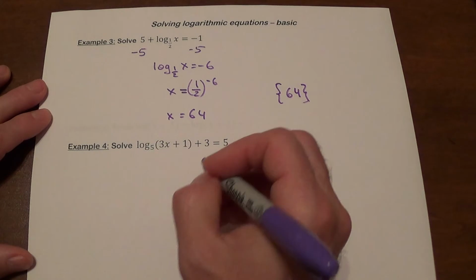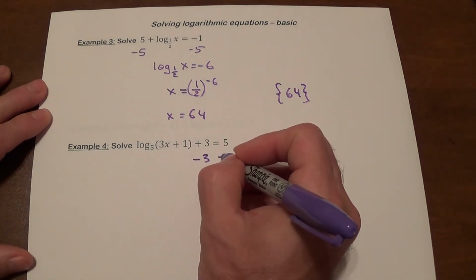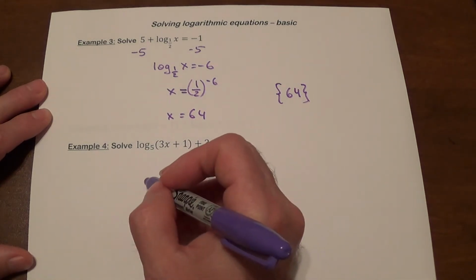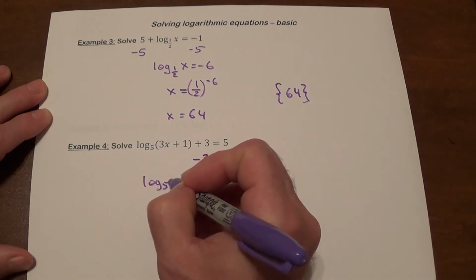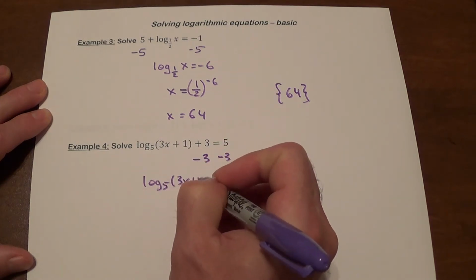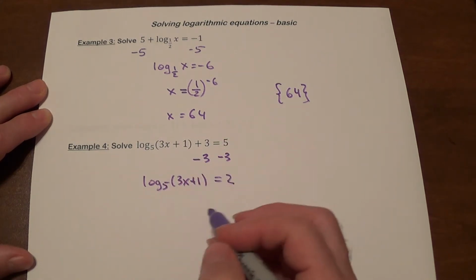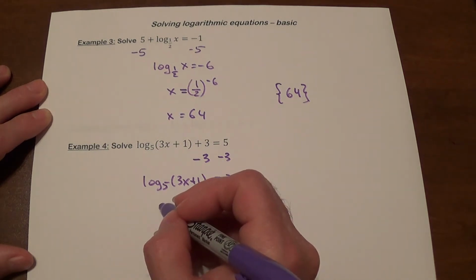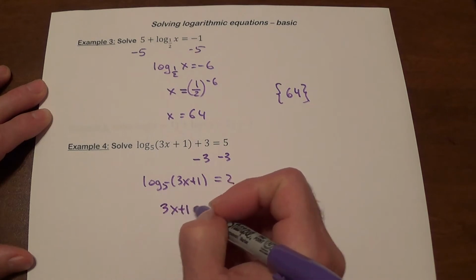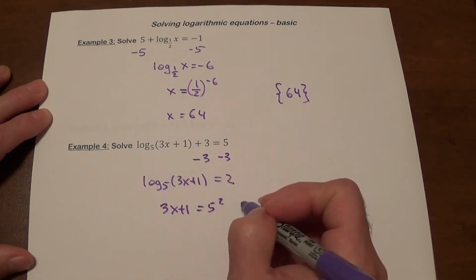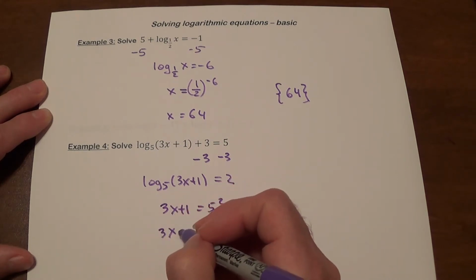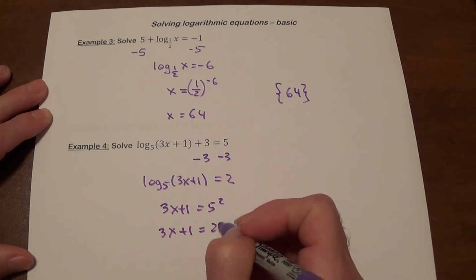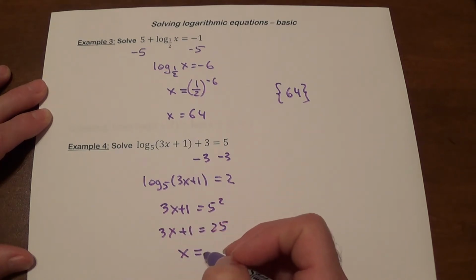This problem, so let's start by subtracting 3 so we can leave the log by itself. So log base 5 of 3x plus 1 equals 2. Now log on one side, a number on the other side. Switch it to exponential form. 3x plus 1 equals 5 squared. So 3x plus 1 equals 25. And you can solve this equation. You can find that x is going to be 8.